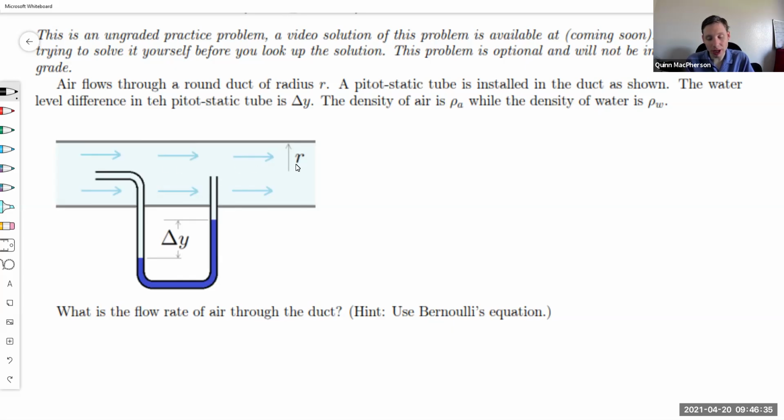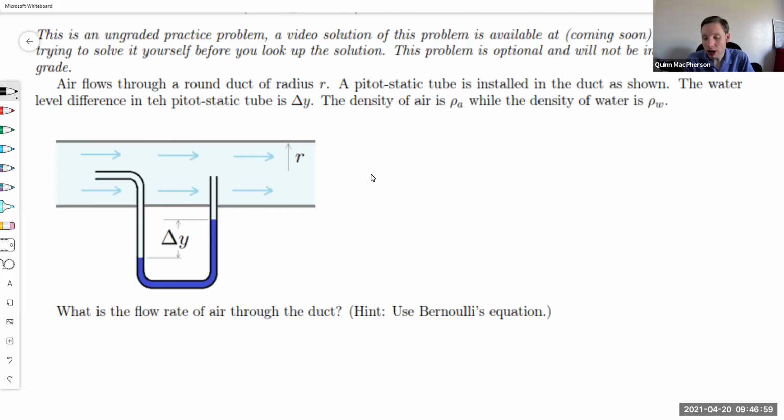The flow rate of the air does not affect the pressure on this side of the tube. So it affects the pressure on the left side, but not the right side. That pushes down the water on the left, and therefore the water up on the right. You can look at the water level difference, and from the water level difference, you can infer the velocity and thereby the flow rate of the air through the pipe.